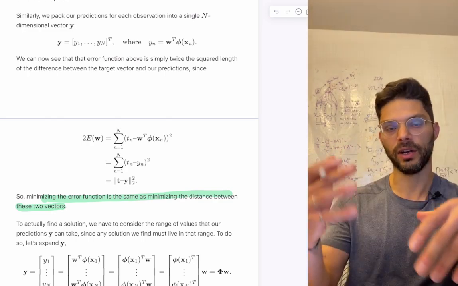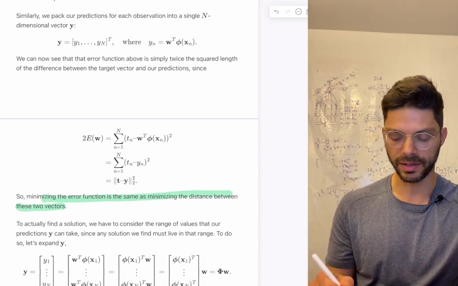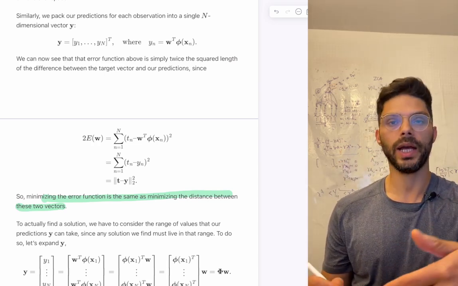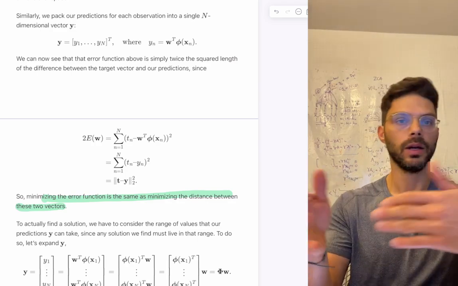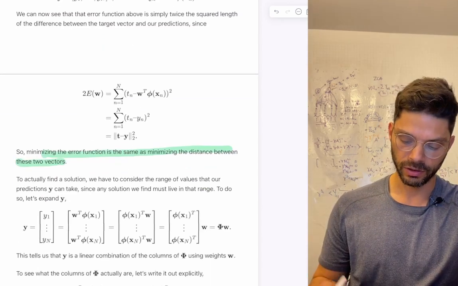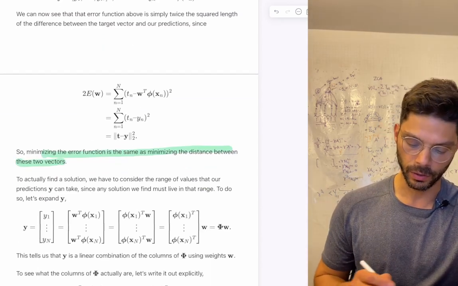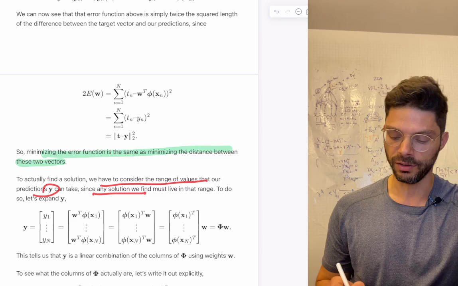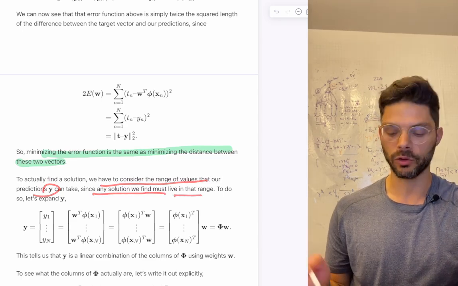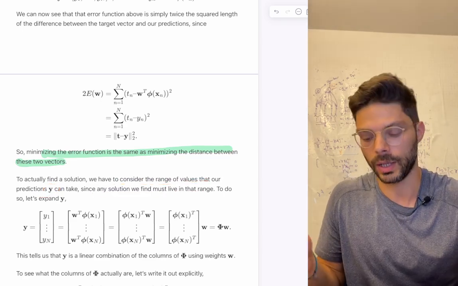Okay, so now we want to minimize this thing. T is fixed. Y is the thing we can control, but how much can we control it? Like, can we actually hit T exactly? What is the range of values that we can get? So that's what we're going to look at now. We have to consider the range of values that our predictions Y can take, since any solution we find must live in that range, right? We just have to see what values of Y we can get.